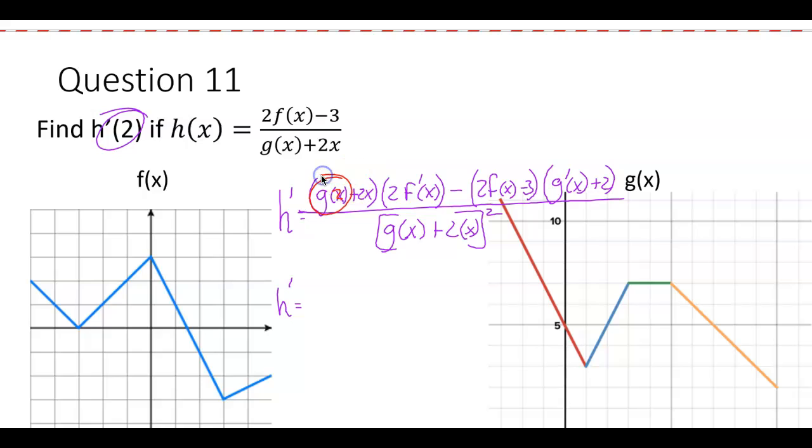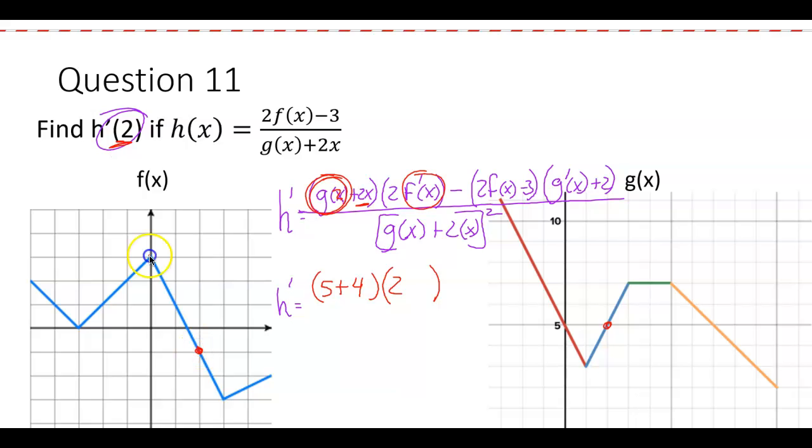So now if I want to find that g of 2, that means I'm looking for the y value on the g function when x equals 2. X equals 2 right here, and the y value is 5. So this is 5. Plus, we're also going to plug the 2 in here. That would be 4. Then we have 2 times f prime. F prime, that's the slope of my f function. We want to find where the f function has an x value of 2. That would be right here.